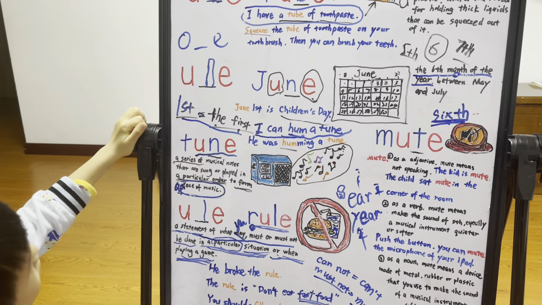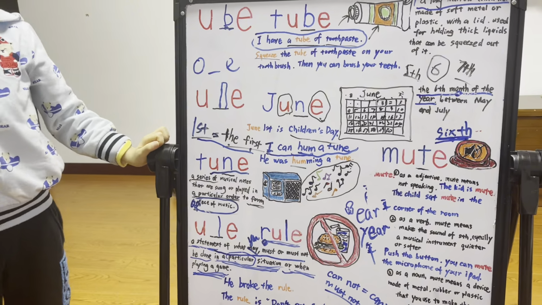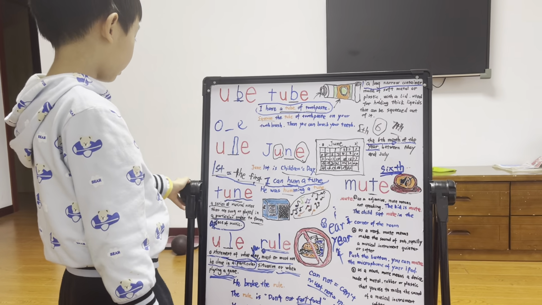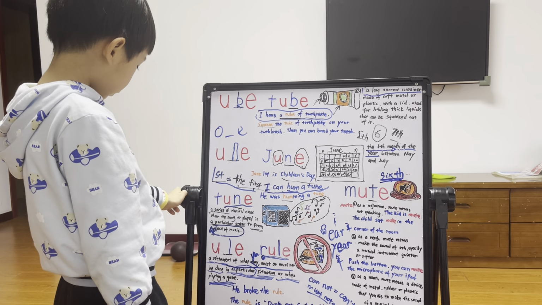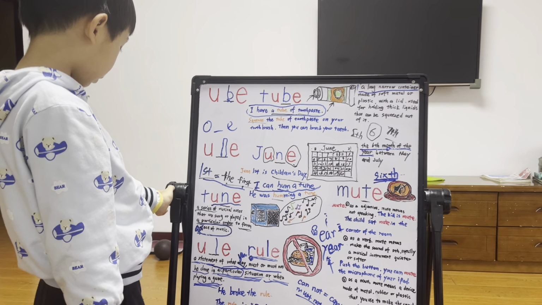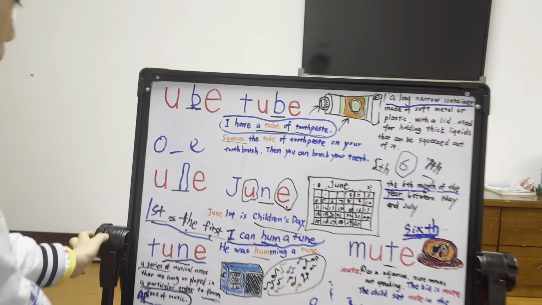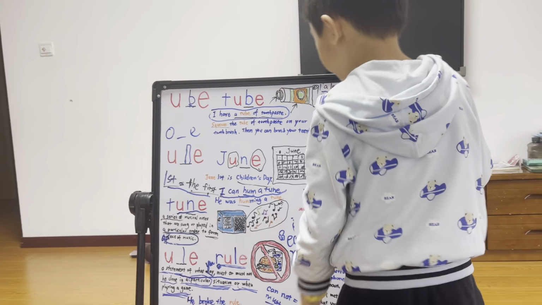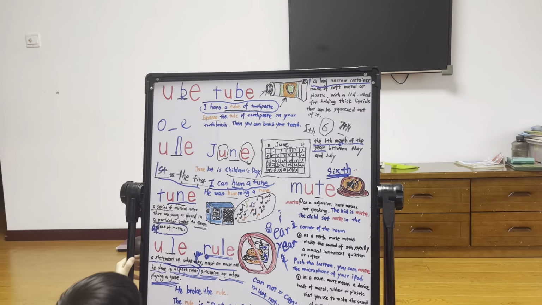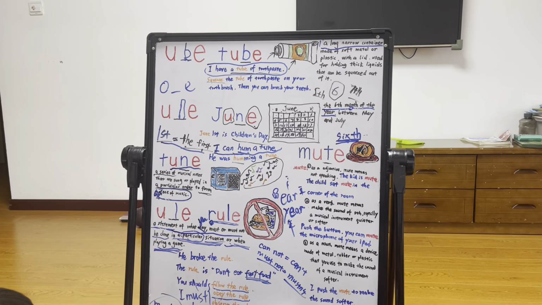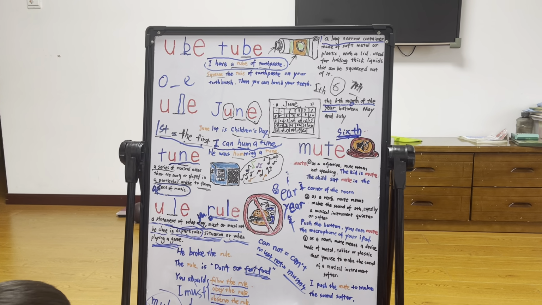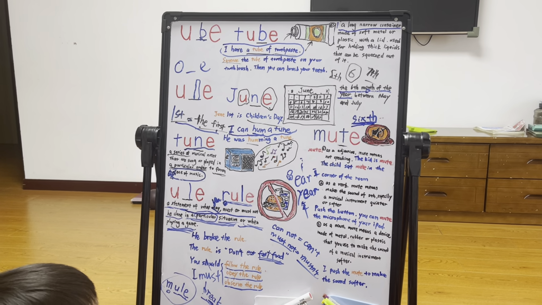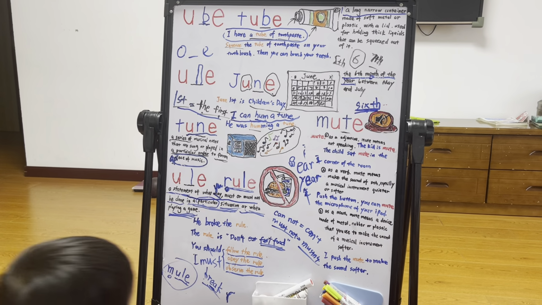June means the sixth month of the year. Okay, it's your turn. This one. June. One by one. June. Okay. June means June. Okay, make a sentence. June the first is Children's Day. Yeah, Children's Day. Do you like Children's Day?